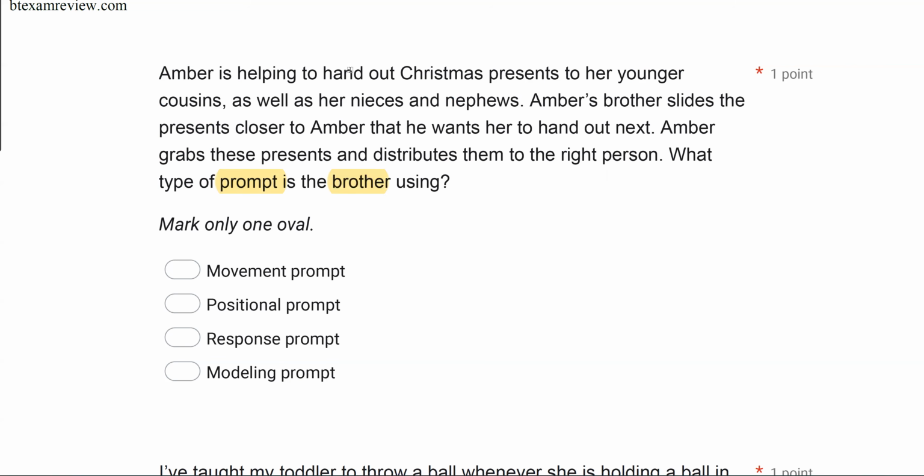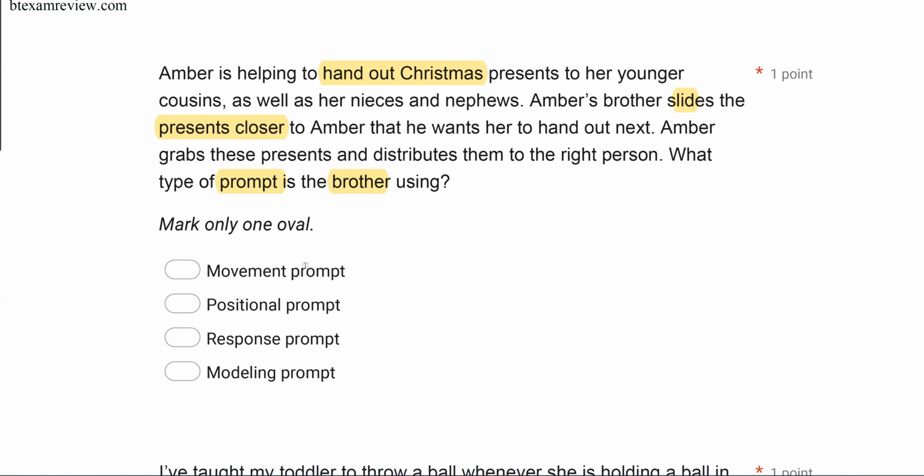So Amber is handing out Christmas presents. Amber's brother does what? He slides the presents closer to Amber that he wants to hand out next, and Amber, as a result, grabs those presents and distributes them. So what is the prompt here? The prompt is Amber's brother sliding the presents closer. If we had the present as the antecedent, the prompt would be sliding the presents closer. The response would be Amber grabbing those presents. So sliding the presents closer would be what? Well, we're acting on the stimulus here, right? So it's going to be a stimulus prompt.